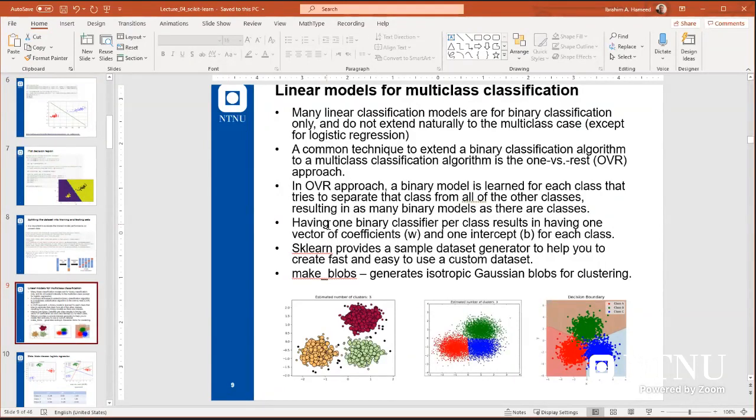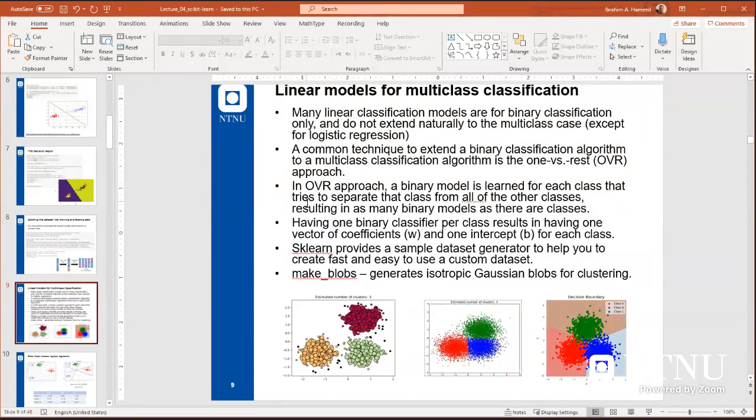In the one versus rest approach, a binary model is learned for each class that tries to separate that class from all of the other classes, resulting in as many binary models as there are classes. So we will get a number of binary models equal to the number of classes. Having one binary classifier per class results in having one vector of coefficients, a vector of omega, and a vector of intercepts. So if we extend this to a multi-class classification problem, we should expect a vector of omega and a vector of intercept.